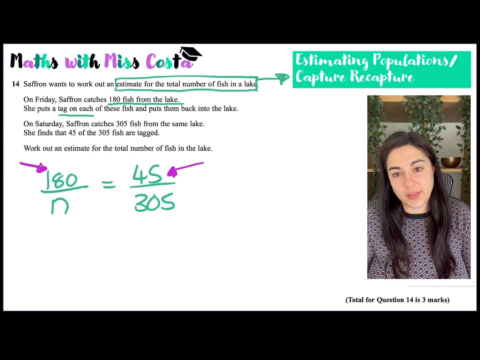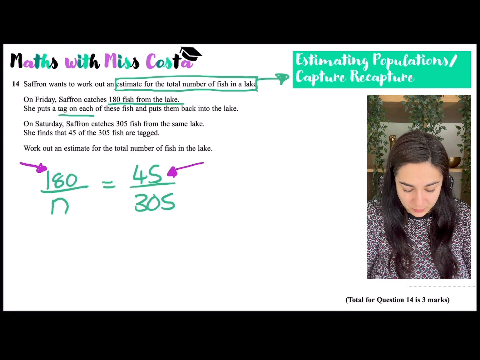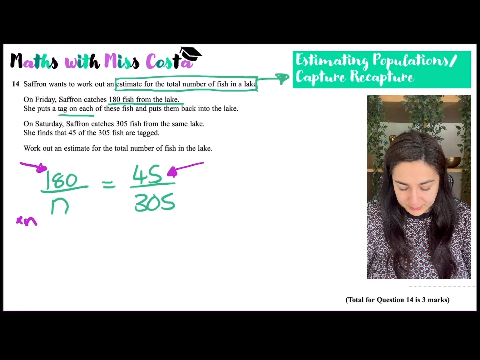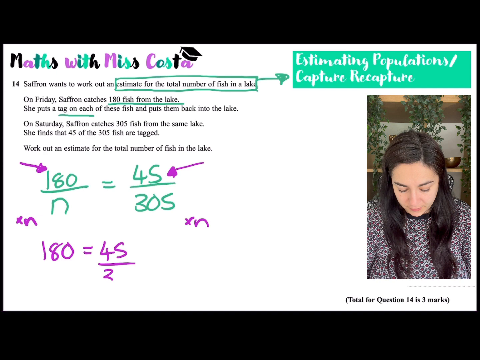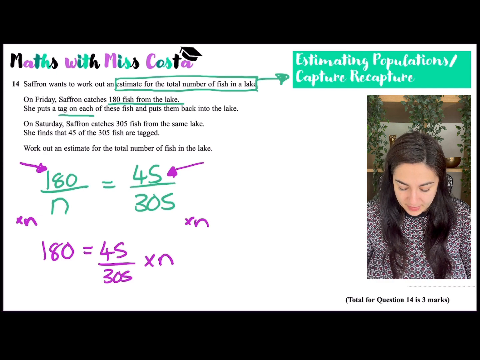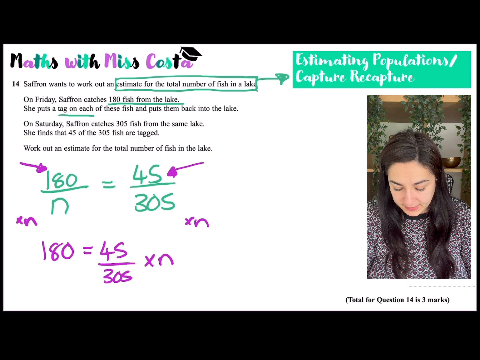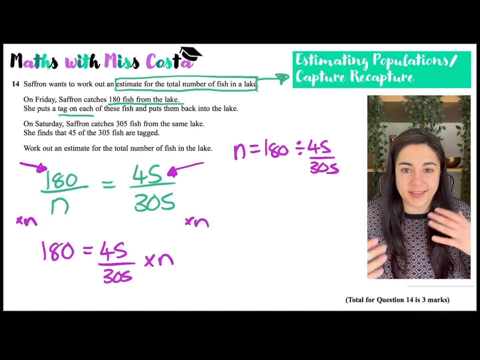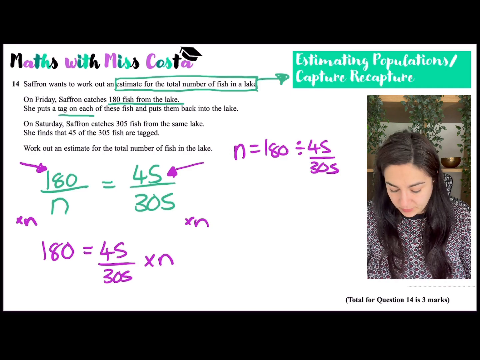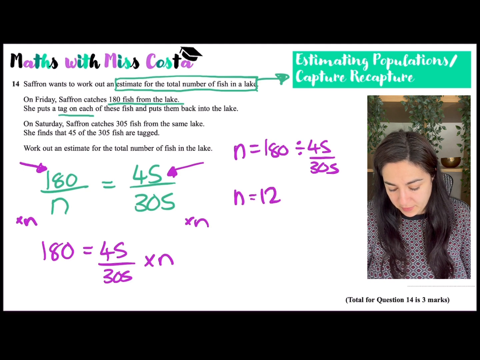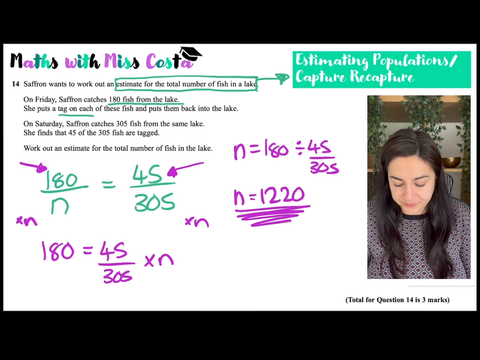So the quick way of rearranging, what do we want to do? We want to make n the subject, so we can multiply both sides by n. So 180 is 45 over 305 times n. And then what do we do to get n the subject? We would say n is 180 divided by 45 over 305. We're just rearranging the subject. There's lots of ways you can do this to figure out what n must be. But in the end, once we do this, we would get 1,220.